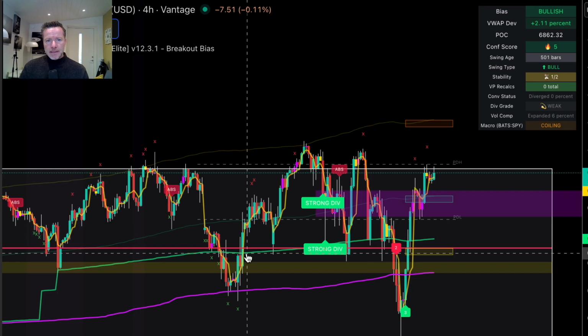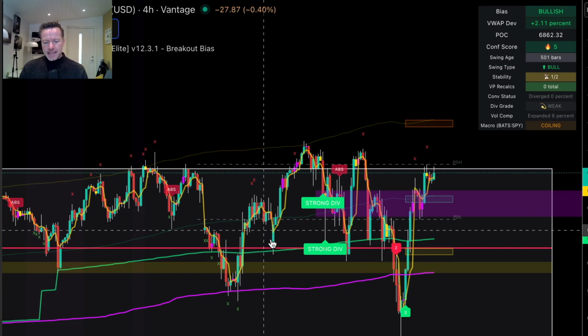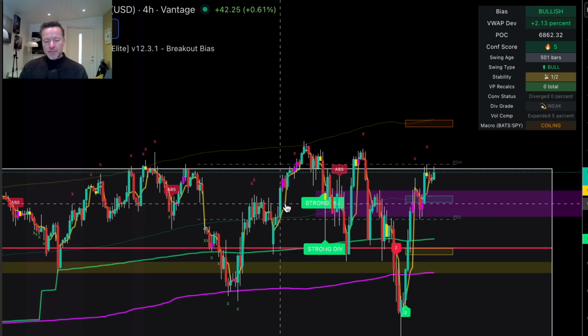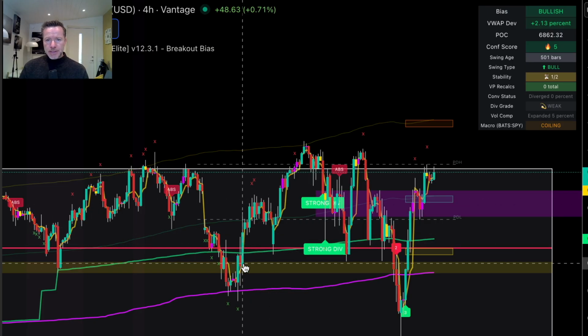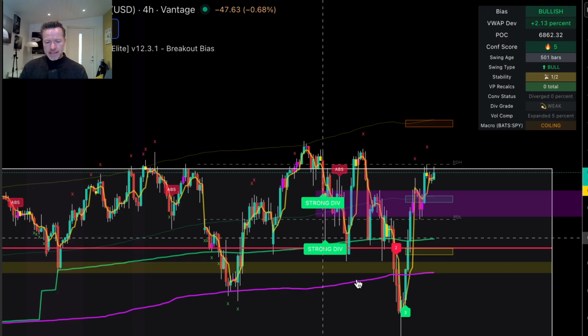Every time it dipped towards the 686 area, the terminal printed a strong div signal. What's happening here? Institutions are using retail fear to accumulate. When price dips towards the target zone, they step in with size.